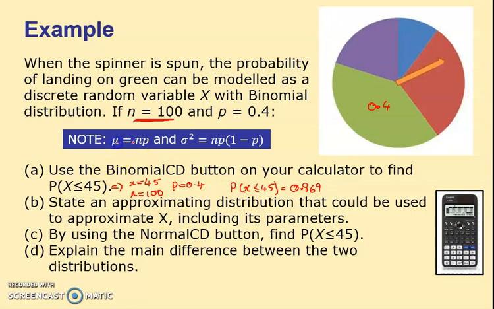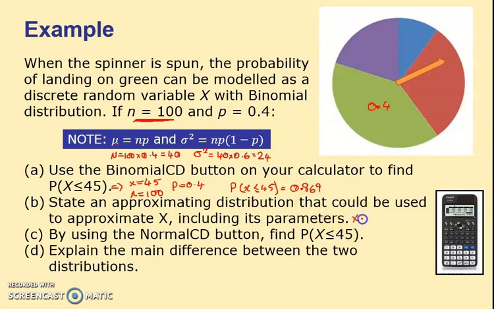Now, what I want to show you is you can do it by using the normal distribution instead. Now, mu equals np. That's basically how many times I expect it to happen. Mu is 100 times by p, which is 0.4, which you can work out easy enough to be 40. Sigma squared, our variance, is np(1 minus p). Well, we've already got np, that's 40, times by 1 minus p, which is 0.6. Well, that's 24.